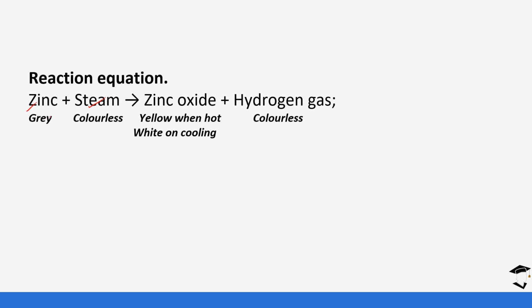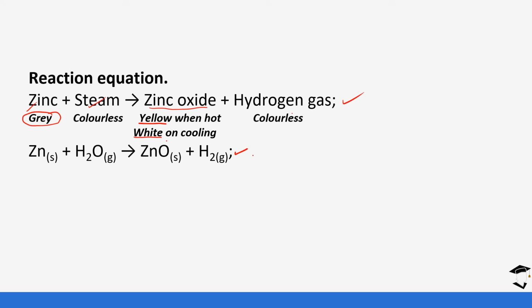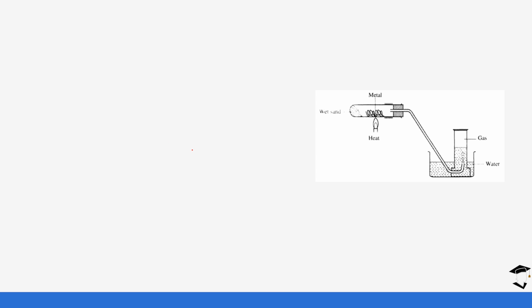So you can see the color of zinc. It is important for you to know the color of the zinc in the beginning of the reaction, and then the color of zinc oxide, which is a product. So it's yellow when hot, and then white on cooling, and then hydrogen gas is also produced. So this is the word equation. You can also be taught to write a chemical equation. So if you are taught to write a chemical balanced equation, you can see this is the equation. Zinc reacts with water, but in gaseous state, to form zinc oxide, and hydrogen gas is produced.